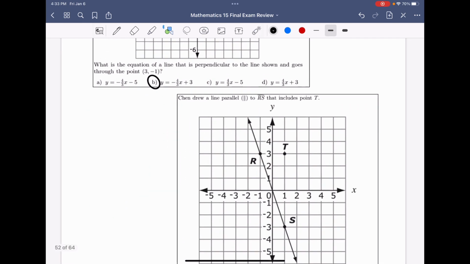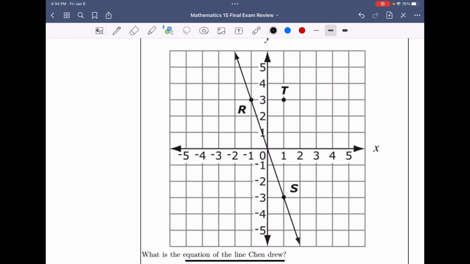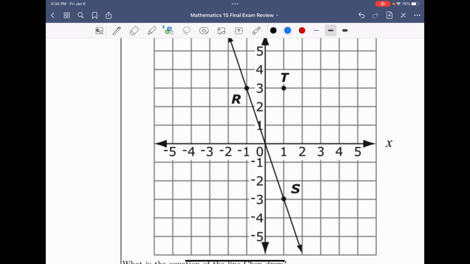Okay. Chen drew a line parallel, remember by that double line that's standing, parallel to RS, or the line segment shown, and it includes point T. So point T is on the parallel line. The equation that represents the line, well, we need to do the same thing. Between these 2 points, how much do I have to decrease by to get to the point? How much do I have to go over to get to that point? Well, between 3 and -3, I had to go down by 6 units. I go down by 6 units, over by, from -1 to 1, that's +2 units.